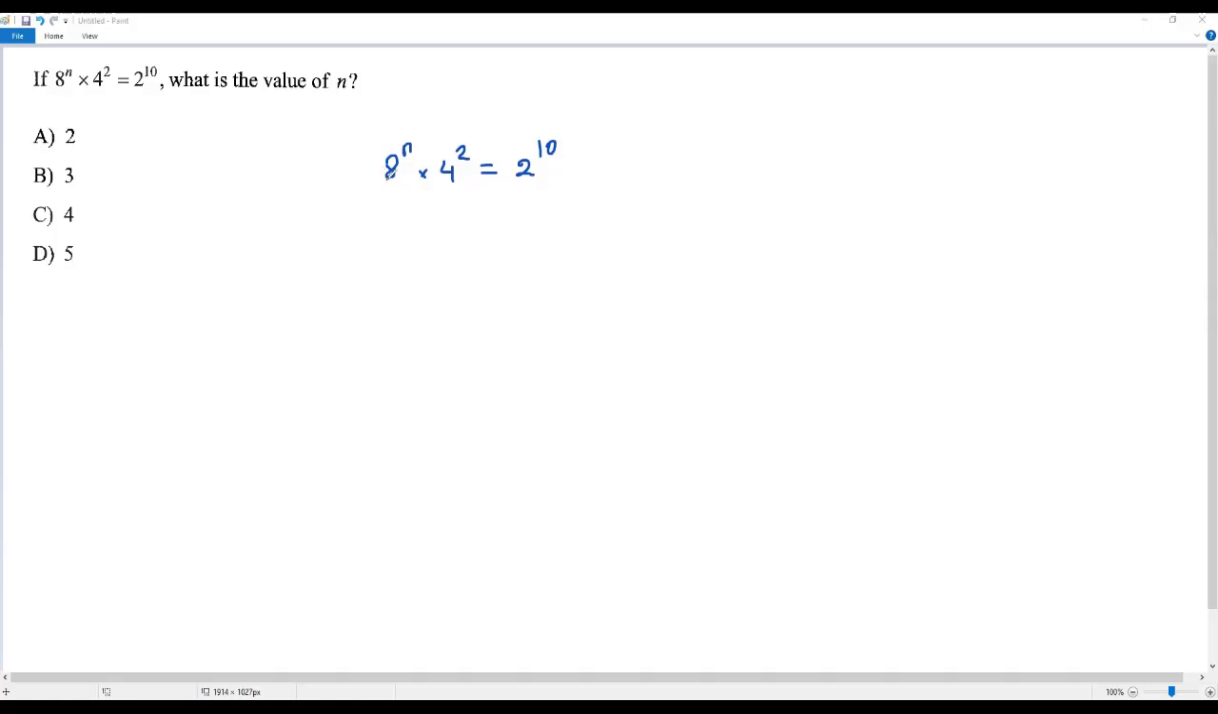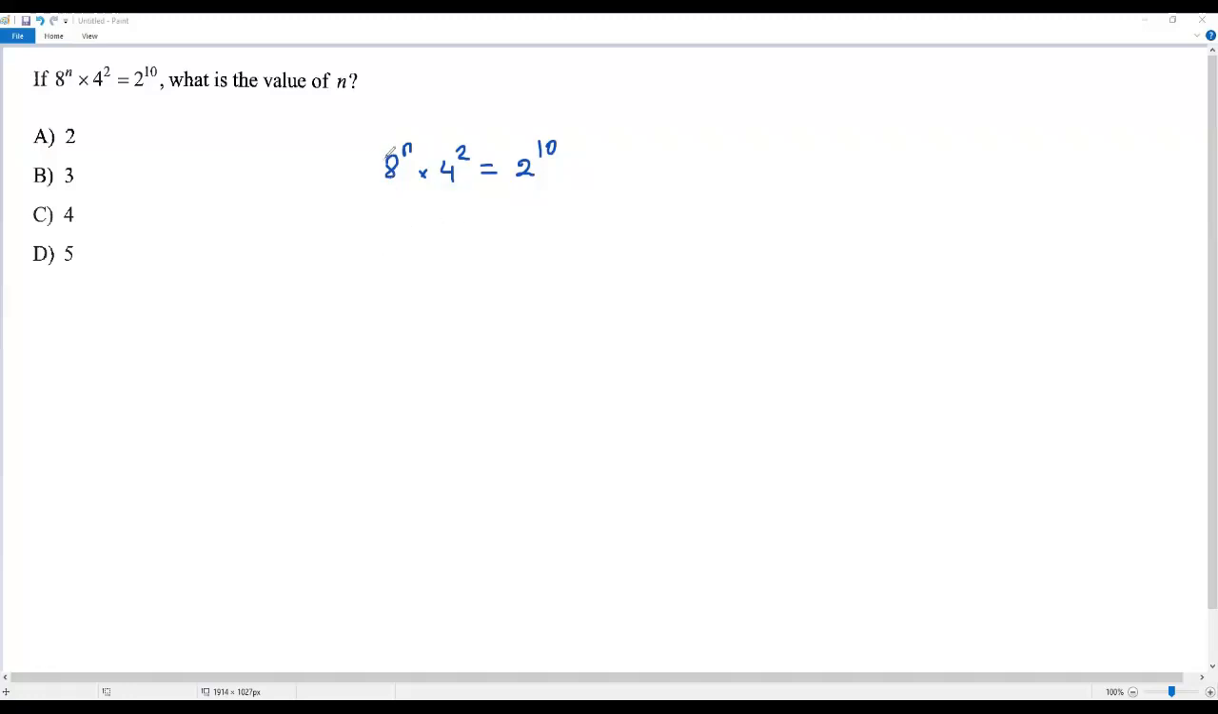When I look at the left side, here we have 8, here we have 4. Both 8 and 4 are powers of 2. That is, 8 can be written as 2 to the third power and 4 can be written as 2 to the second power. When I do so, I'll be getting base 2 on the left side. Then we'll have the same base 2 on both sides. Okay, let me do it.